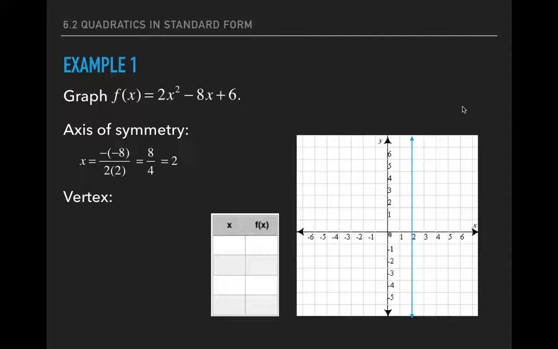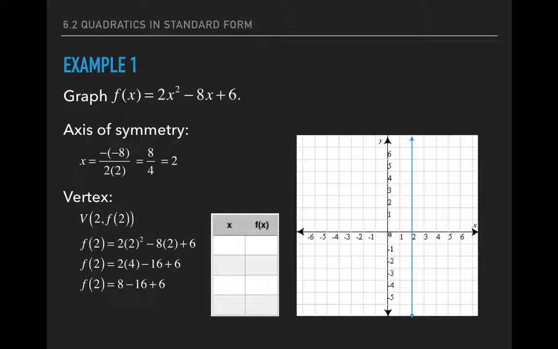All right, and now the vertex, we know it's going to be our function at 2, so we'll substitute 2 into our equation and simplify. That'll be 2 times 4 minus 16 plus 6. So when you multiply that product, that'll be 8 minus 16 plus 6. All right, so that's going to be negative 2. And we can plot that point. And good deal, it is on our axis of symmetry. That is where our vertex should be.